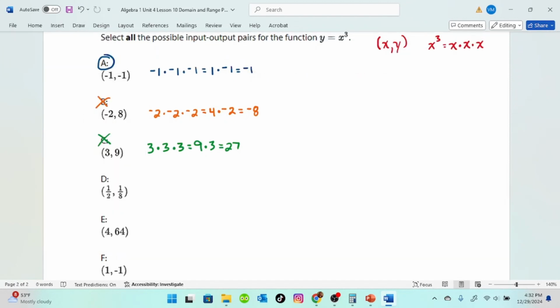Choice D. We're going to take 1/2 times 1/2 times 1/2. 1/2 times 1/2 is 1/4. And 1/4 times 1/2 is 1/8. That matches the y value, so D is a possible input-output pair for this function.